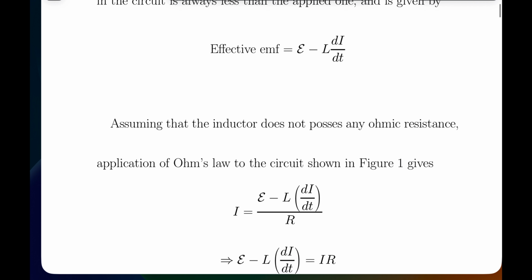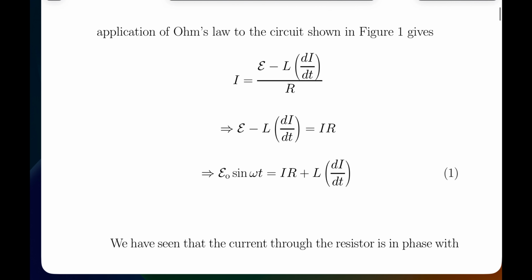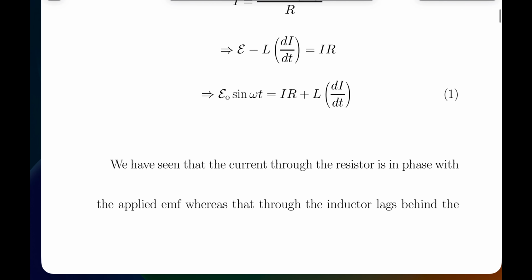So we apply Ohm's law now. Current in the circuit is the effective EMF upon the resistance. So I equal to E minus L di upon dt upon R. Note that an ideal inductor has no ohmic resistance and therefore the total resistance in the circuit is simply R. Clear? So E minus L di upon dt is I into R, or E naught sin omega t is IR plus L di upon dt.